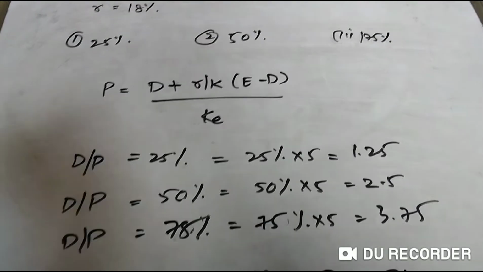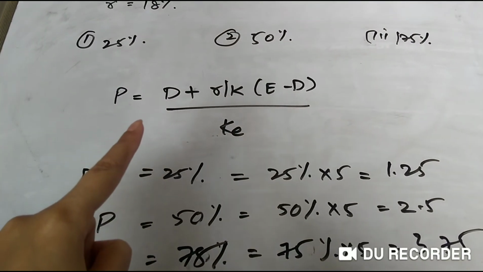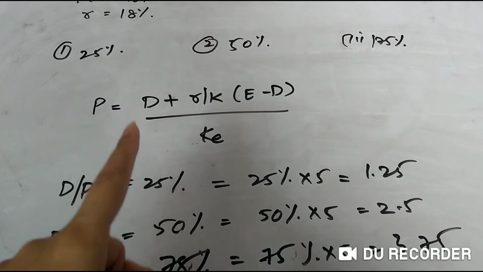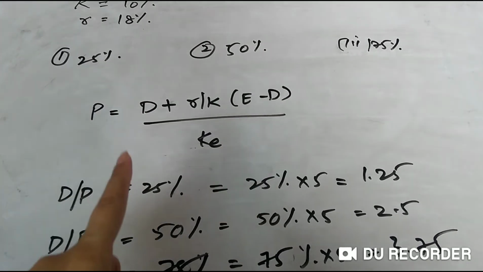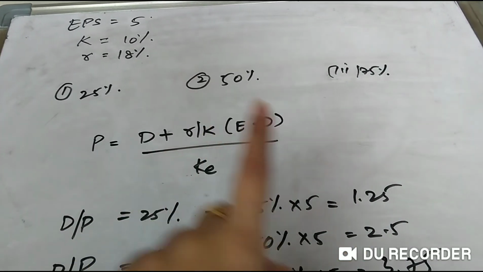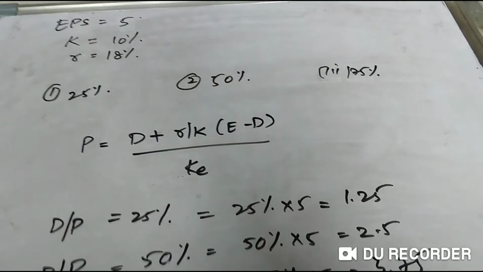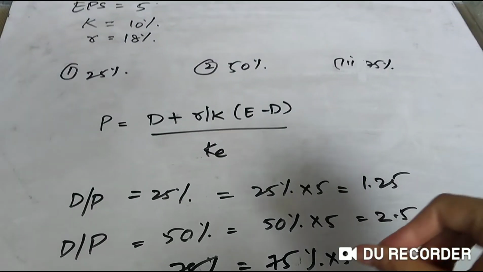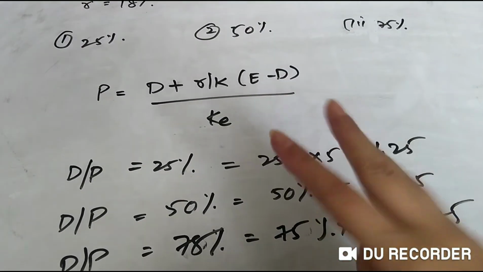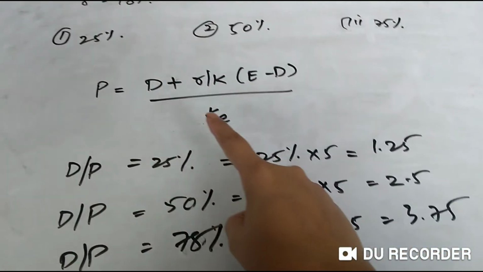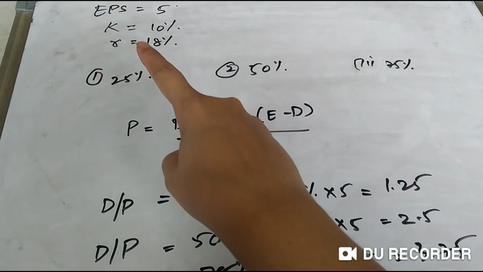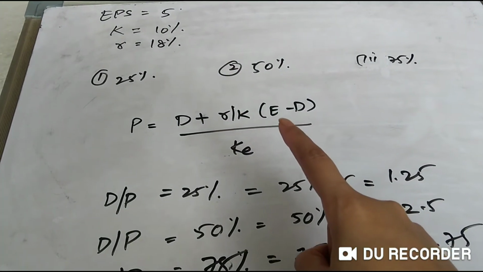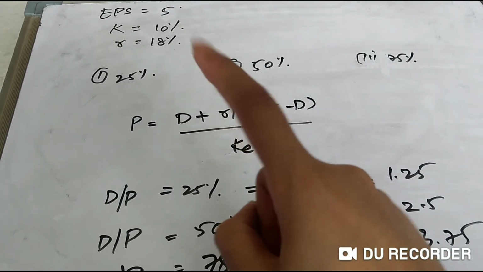First you should know the formula. P is equal to D plus R by K, E minus D divided by KE. What is your D? D is the dividend that you have decided to pay. You have 3 options, whether to pay 25%, 50% or 75%. You have to decide among the 3 which decision to be taken. What is your R? R is fixed at 18%, not like last time. Now K is 10%, already given. E is earnings per share, which is 5.